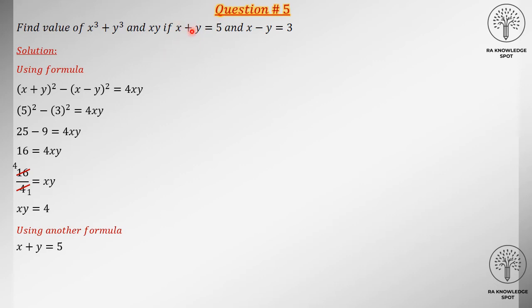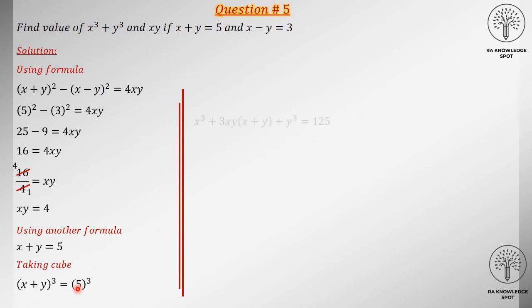We always use the given information in all these questions, that is x plus y is equal to 5. We have to apply the cubic formula, because we need x cube plus y cube. Now taking cube on both sides, this is (x plus y) whole cube and 5 cube. And this is another formula that you have read in chapter 4 in a starting exercise: x cube plus 3xy(x plus y) plus y cube is equal to 5 cube.